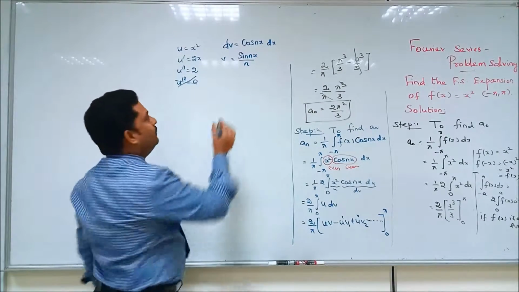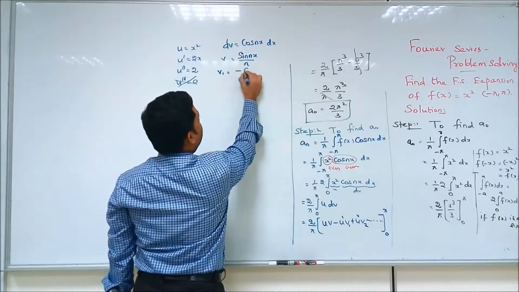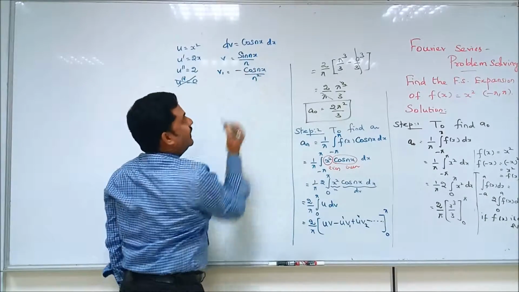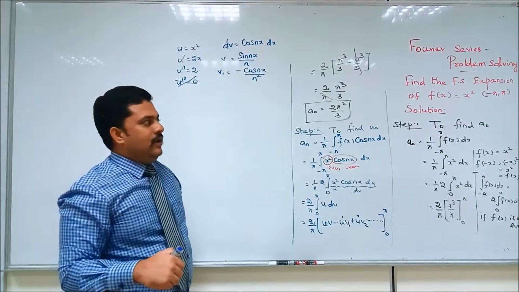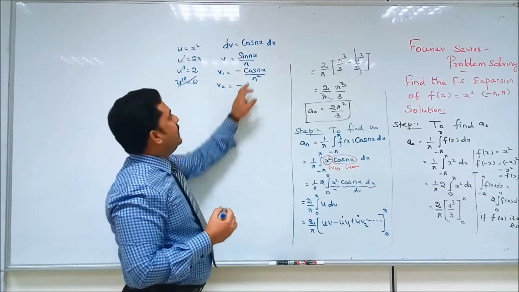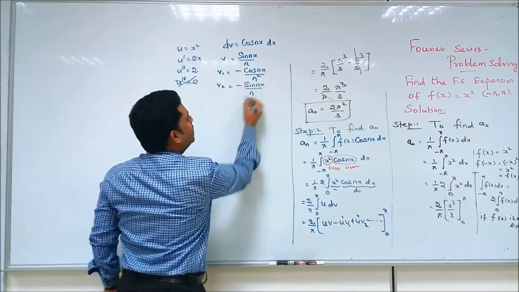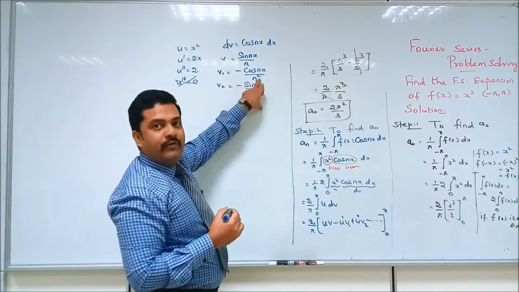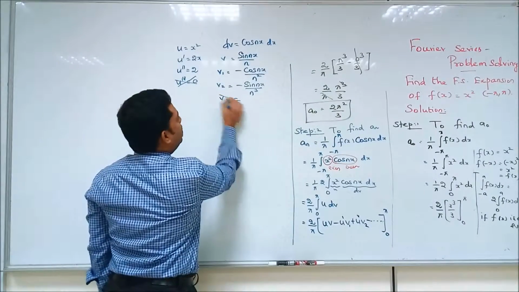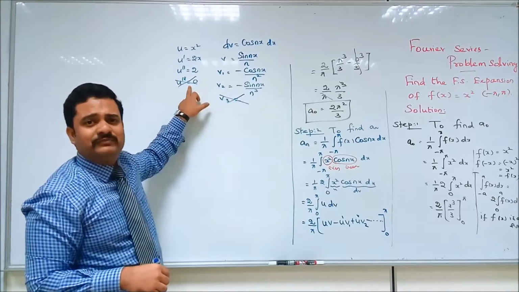Now tell me for v1, integrate again with respect to x. Minus cosine nx divided by n, already there is an n, so it is n power 2. Integrate this again, so v2 is equal to minus integration of cosine, that is sine nx divided by n. Already there is still n power 2, so make it n power 3. And v3 and all, no need, because u3 is going to be 0, so no need to find any v3.